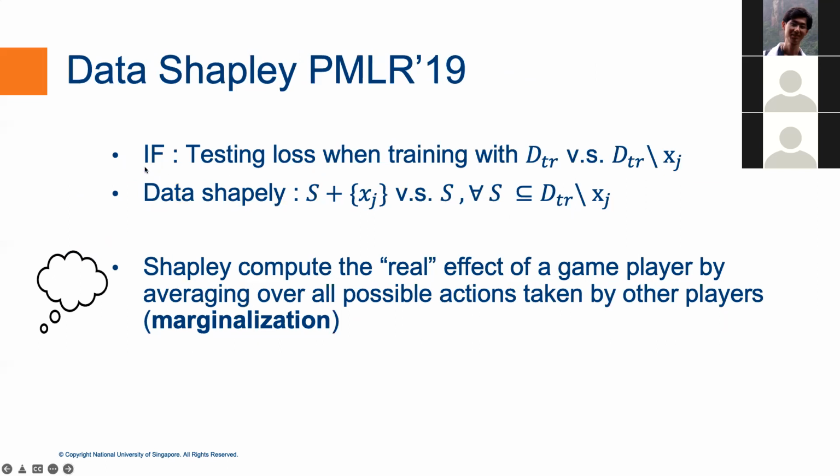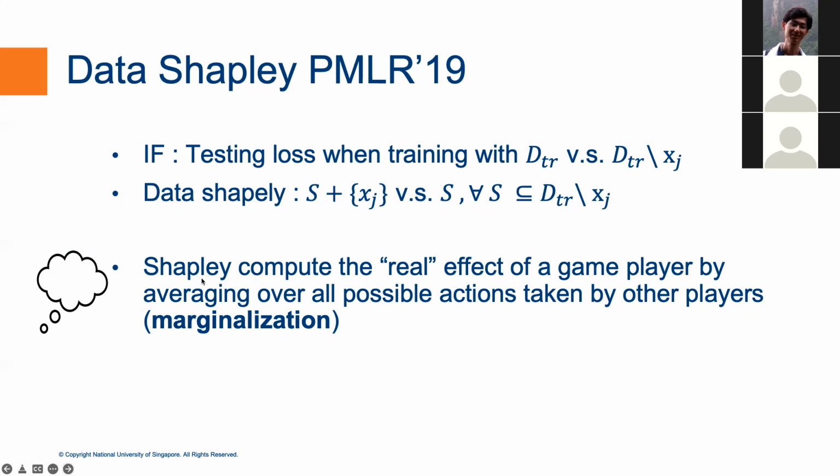So the original influence function tried to compare the changing testing loss when we train on the full training data versus full training data minus xj. But Data Shapley is trying to compare the testing loss when we train on S plus xj versus S, where S can be any subset inside this D train minus xj.